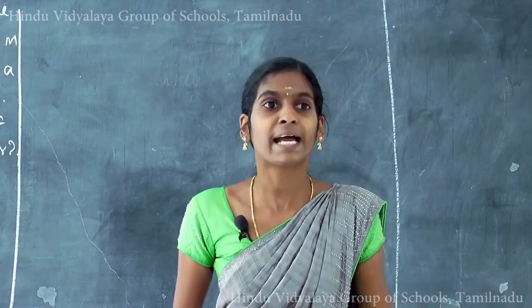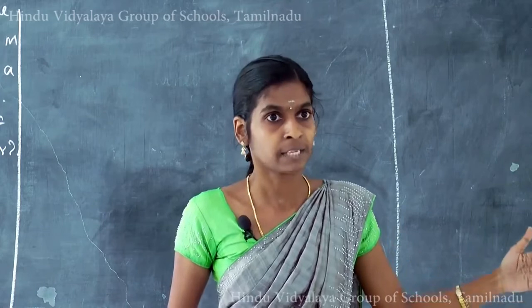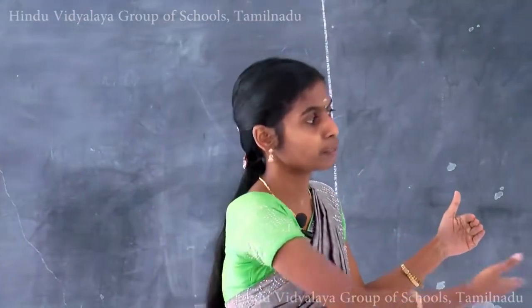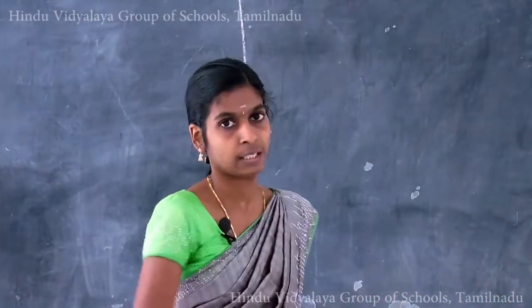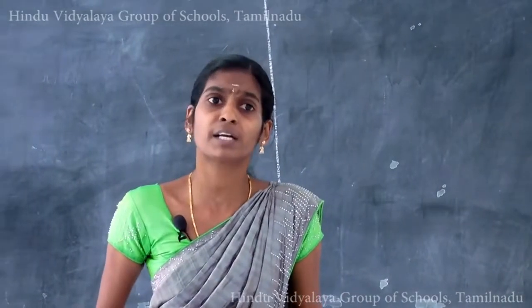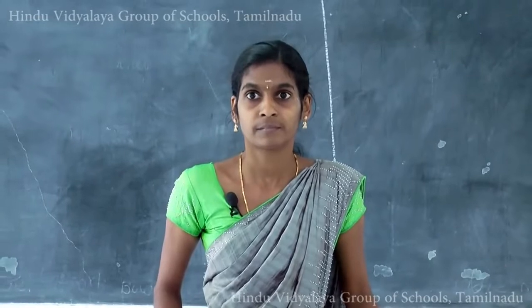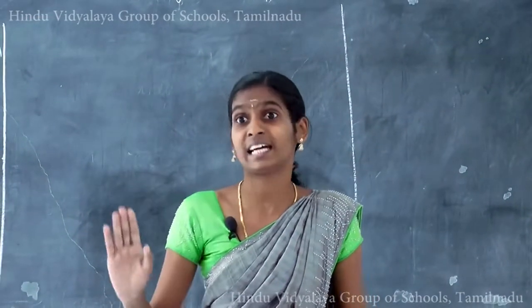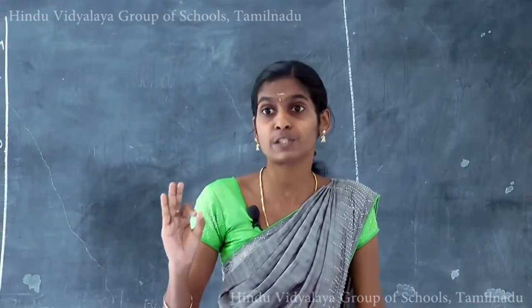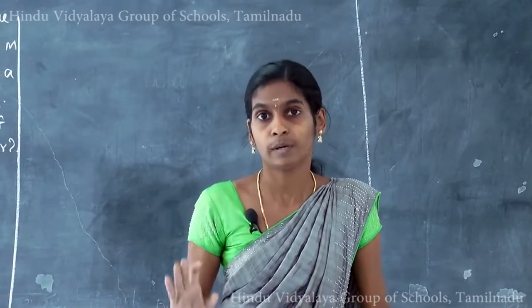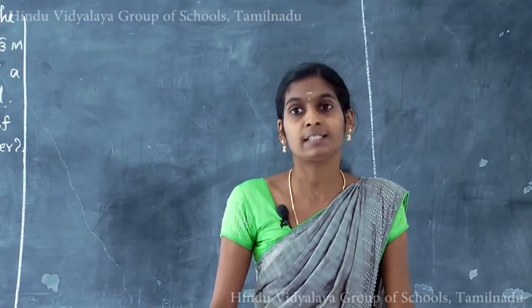Next, when the height of the building is given and the distance from the foot of the building is given, then which trigonometric ratio is used to find the angle of elevation? Yeah, very good. That is tan theta. So we use the ratio tan theta. Okay. Now let's move on to the topic.